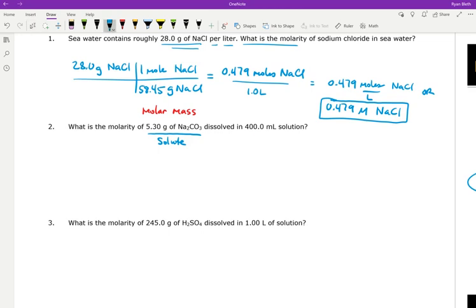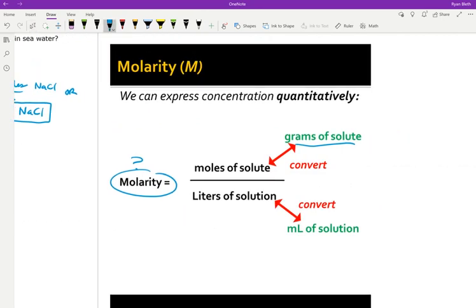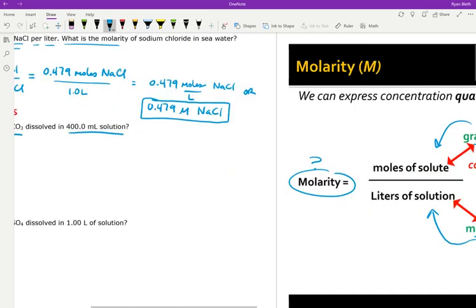And then we've got volume of solution here in milliliters. So let's take a look at that equation once more. We have grams of solute here, and we have milliliters of solution here. We're just going to need to convert both of those and put them into the places that we need them to be, which would be moles and liters. All right, so let's do that.